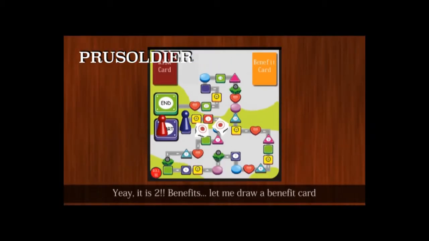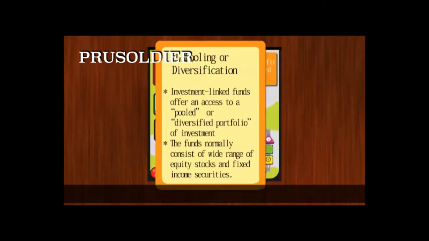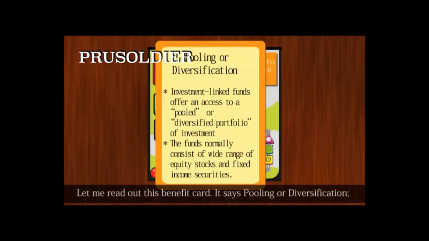Yay! It's 2! Benefits! Let me draw a benefit card. Let me read out this benefit card. It says pooling or diversification. Investment-linked funds offer an access to pooled or diversified portfolios of investment. The funds normally consist of a wide range of equity stocks and fixed income securities.